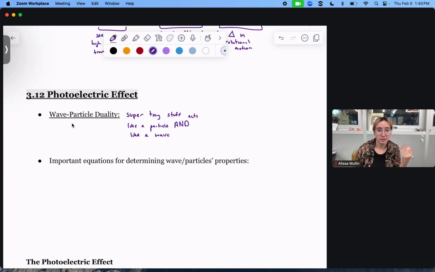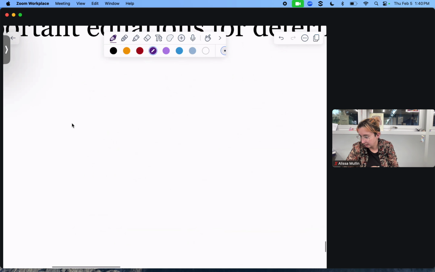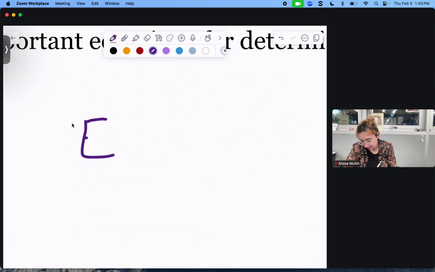Based on that, since these waves and particles have these properties, there are also some equations. We could do math and consider, okay, how much energy per photon? How much energy over time? What's the wavelength? And we're able to actually relate those different properties. So these are all on your equation sheet, but I'm going to write them out. We know that E is equal to h nu.